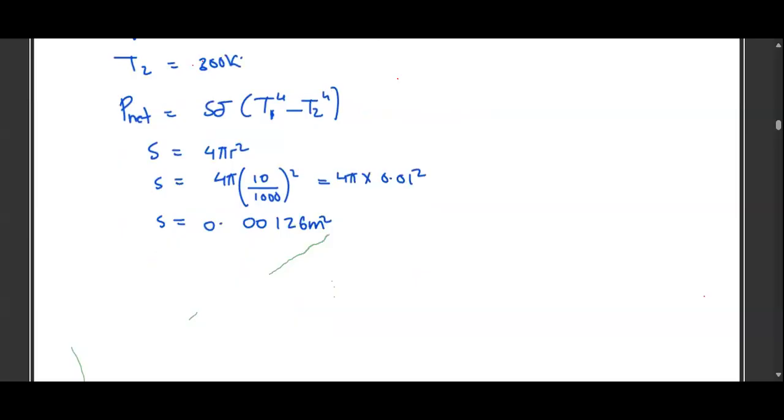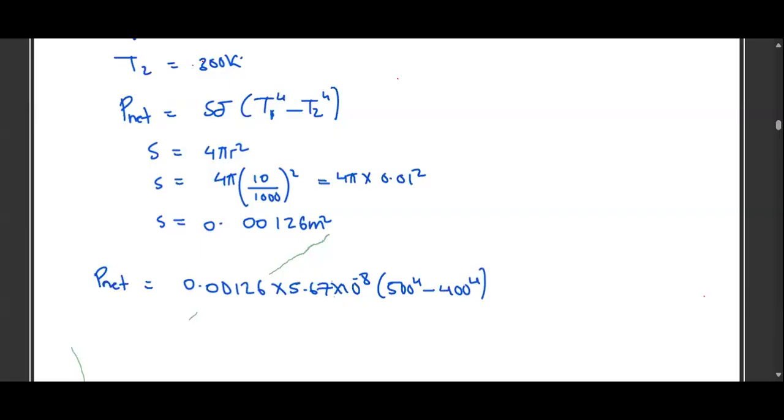Now we can get P net, whereby this P net here is going to be the power that will be lost by the copper sphere. So our P net is going to equal S, the surface area, which is 0.00126, then the sigma, that is Stefan's constant, which is 5.67 times 10 power negative 8, into 500 power 4 minus 300 power 4, to get how much heat is going to be lost per second by the copper sphere.